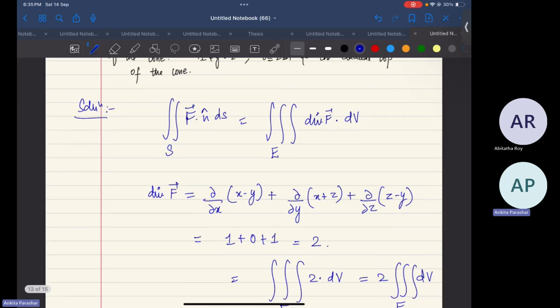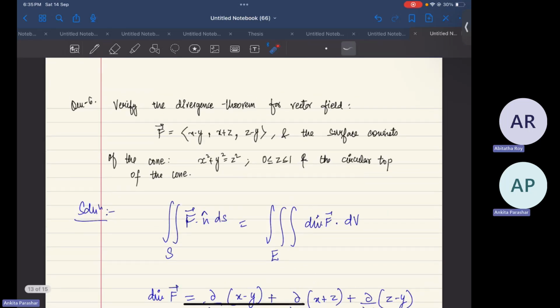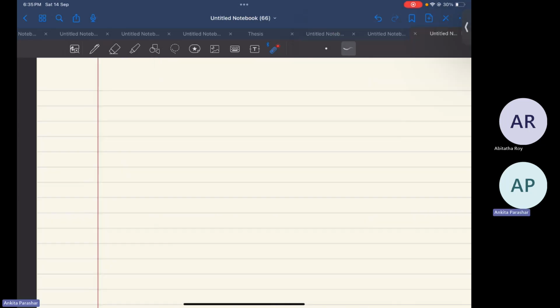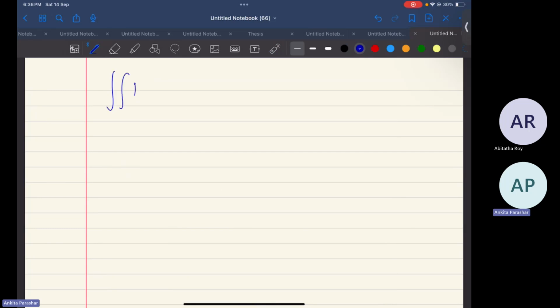So let's quickly compute F dot n dS and try to equate whether they are equal or not. Remember, there are two surfaces, this surface and this surface. If we look at the cone, this surface is something else, and this surface is something else. So you cannot combine them; they have to be dealt with separately. So we want to compute F dot n dS over the surface S1 and S2.